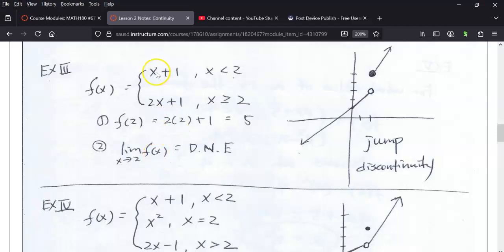Because when you plug in 2 into the top function, you end up with 3. But if you plug in 2 on the bottom, so we try to figure out the limit as x approaches 2 from below and above.